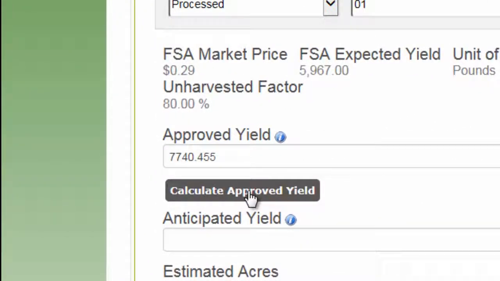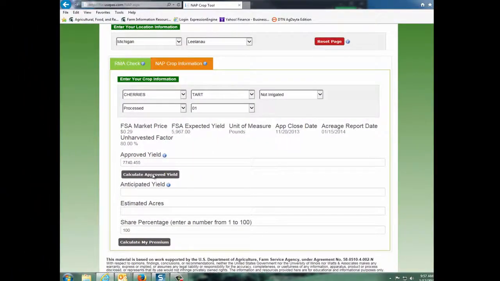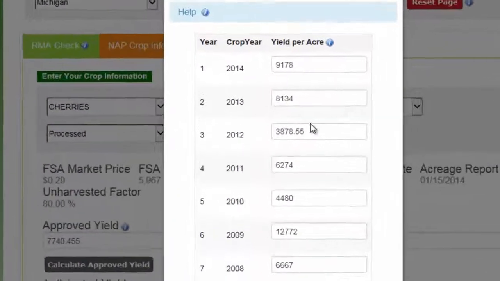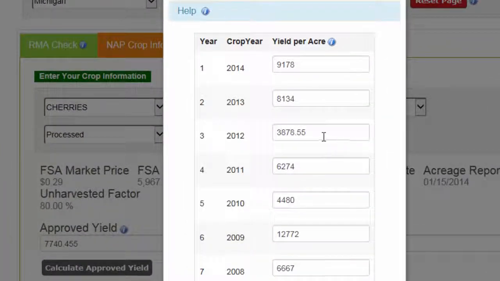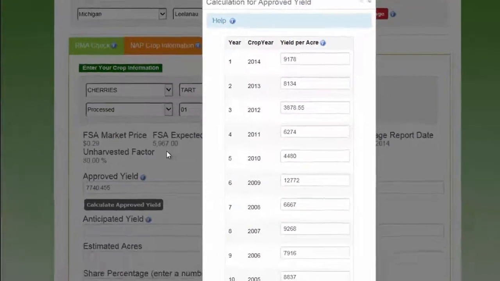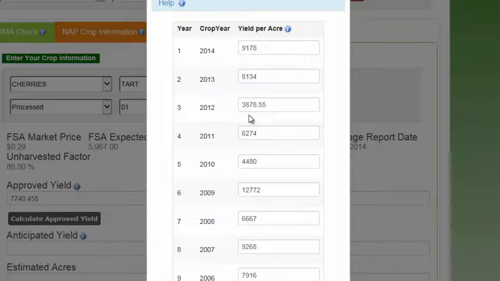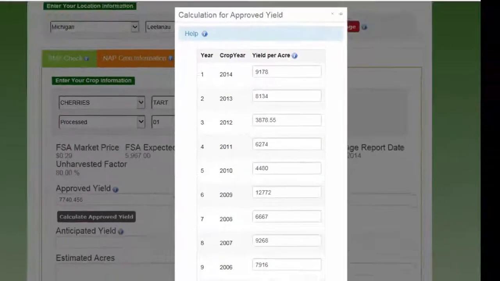If you want to correct that or look at that, you can just click this again, and all those numbers come up. In addition, notice where we put a 0 in. It's called a plug yield. When you're below 65% of the FSA expected yield for that county, the plug yield is 65% of it. So 65% of 5,967 is this 3,878.5 that you see on this chart right here.